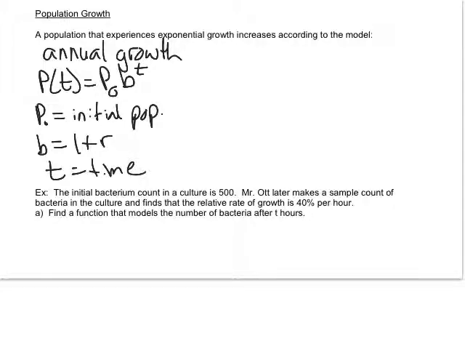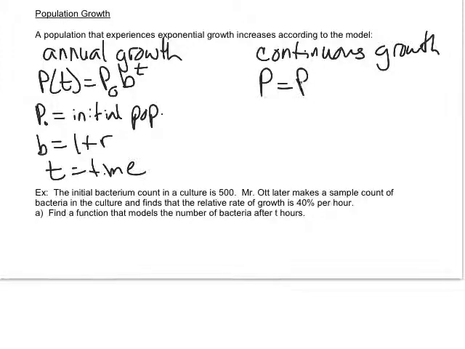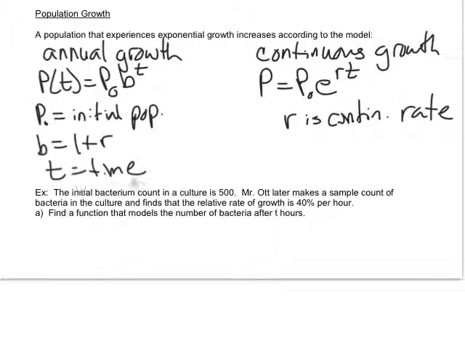We can also model it using continuous growth. And continuous growth is going to be with a base of e, P sub 0, that's the initial again. This time we have e to the rt. And again, r is the continuous rate. So you have to look at the problem and see if it's continuous or not. If you don't see the word continuous, then you're going to use this model over here. If you do see continuous, then it's this guy. So let's look at the next problem.